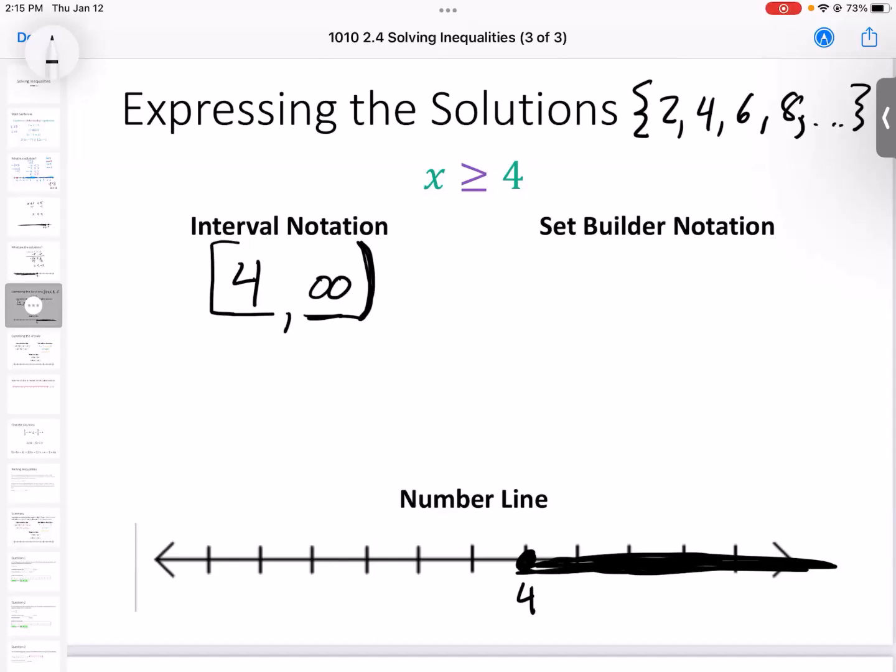But with set builder notation, if you think about listing out all of those numbers, there's not really a way that we could list those, right? Because it's 4 and it's 5 and 6 and 7, but it's also 4.1, 4.2, 4.0012. There's way too many numbers and we can't really show the pattern. So what we do instead is we do a set builder notation where we say we want all numbers X such that X is greater than or equal to 4.